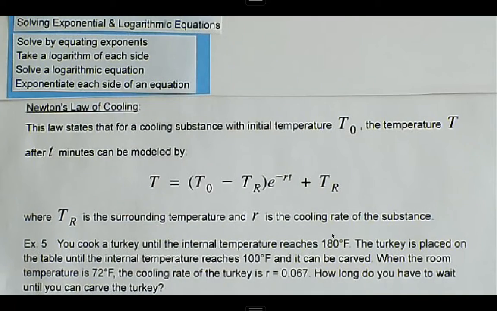We're solving exponential and logarithmic equations, and we want to solve the equation by taking the logarithm of each side. So here we have another example.